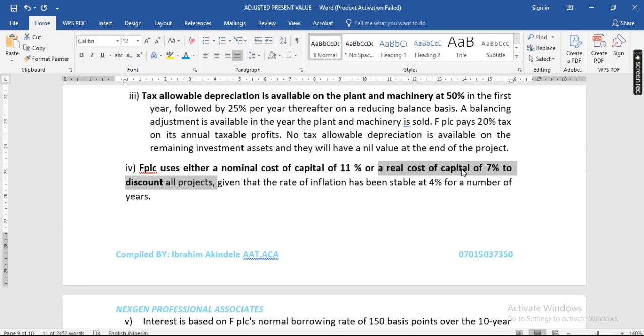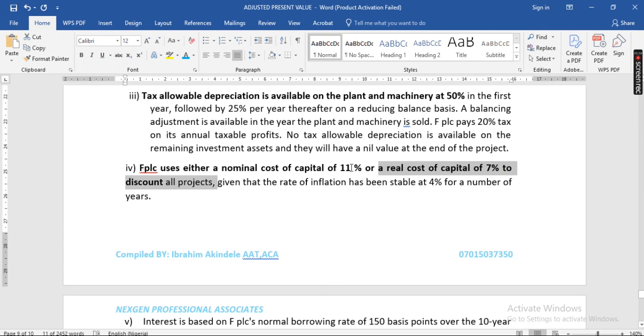So when you inflate it, it becomes money cash flow. So you can't use money cash flow. You can't use real cost of capital to discount what? Money cash flow. It is not possible. Which means that you need to convert this real cost of capital to money cost of capital so that you can be able to discount it with the money cost of capital.